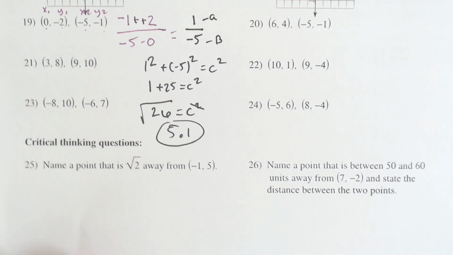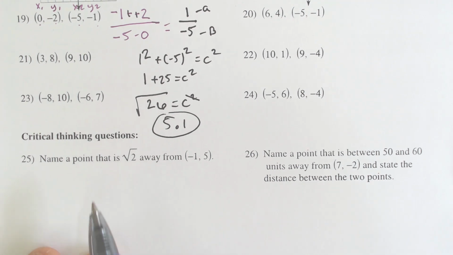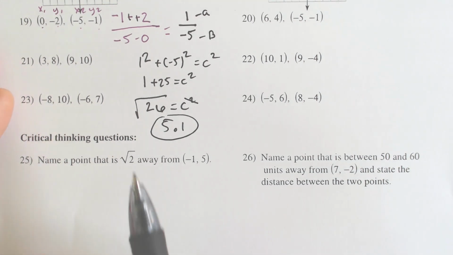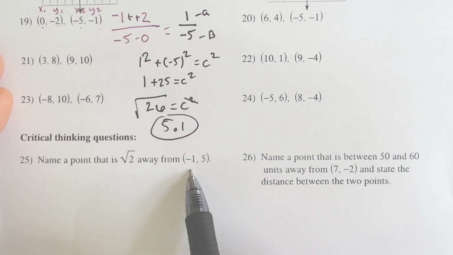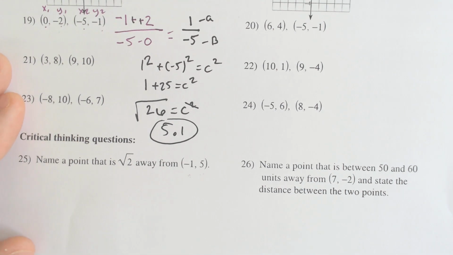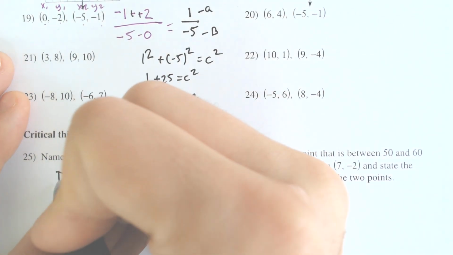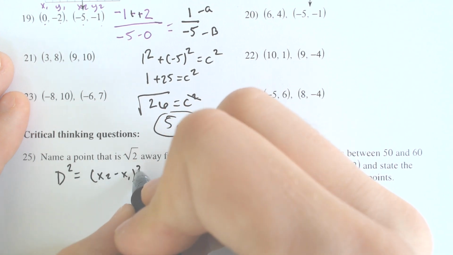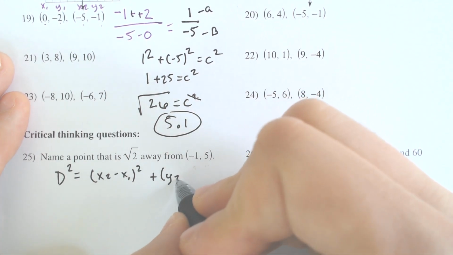Okay, now we got an interesting one. Number 25, this is a bonus problem, okay? This is for the people that are ready to take their level of math to the next level. So we got square root of 2 away from this point right here. So we got to think. We know that the distance is going to be square root of 2 away. We also know that the distance squared is equal to your change in x's and your change in y's.